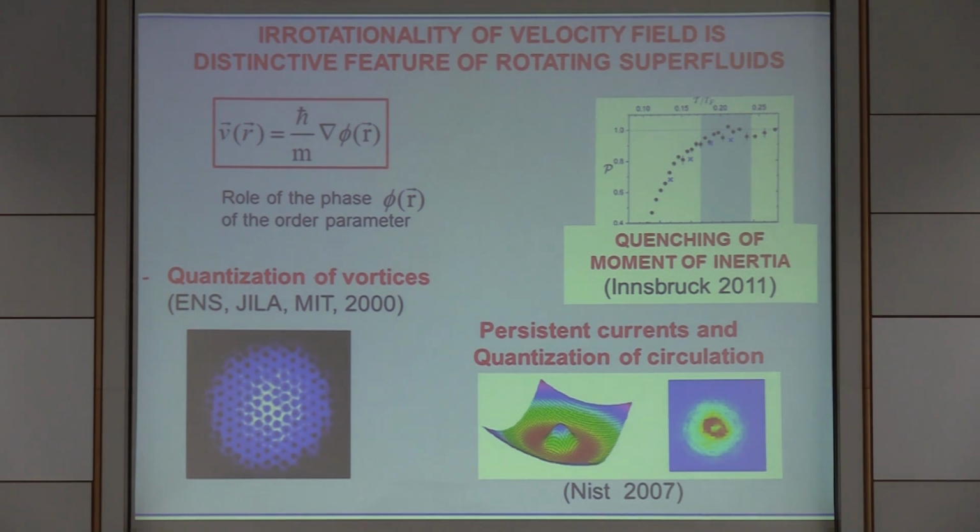The irrotationality of the velocity flow follows from the existence of an order parameter, and it's related to the behavior of the phase of the order parameter. It is at the origin of important superfluid phenomena that, also in the framework of cold atomic gases, have been systematically investigated experimentally, like the occurrence of quantized vortices.